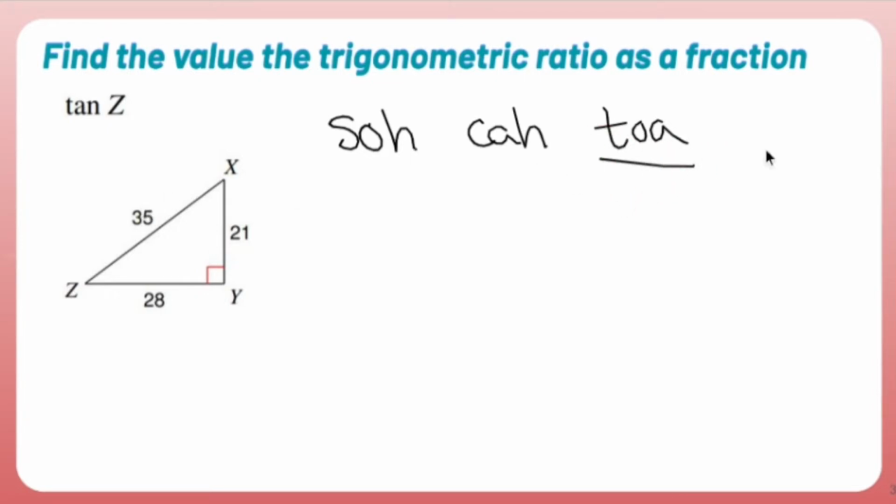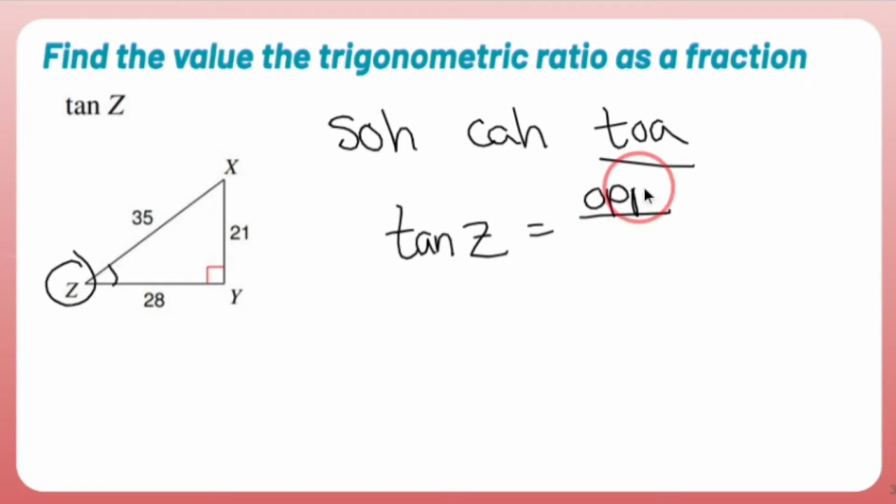Now, there's multiple things that we need to worry about here. I care about Z, this one Z. Okay, that's my Z angle. Now, what TOA stands for is the tangent of whatever angle you are trying to find has to equal O and A. What is O and A?